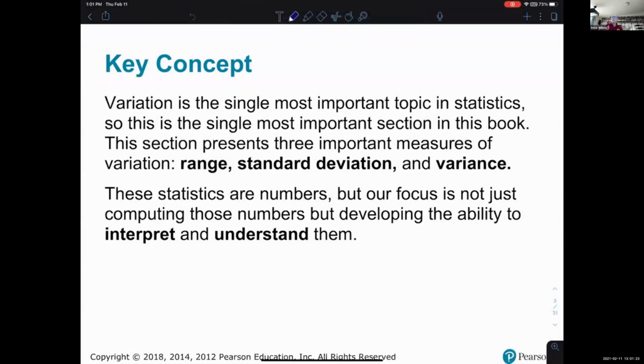So that just means take note, and if you ever wanted to spend extra time trying to understand and think about a concept, variation is one of the best ones in statistics to really spend some extra time on. So it says, because of that, this is the single most important section in the book. This section represents 3 important measures of variation: range, standard deviation, and variance. Now, those words are in bold font or emboldened, which means that they are going to define those in the coming slides or coming discussion.